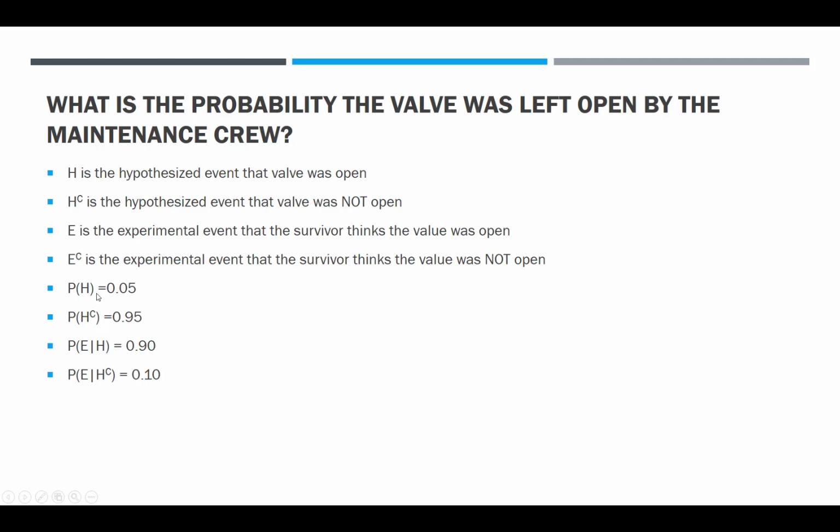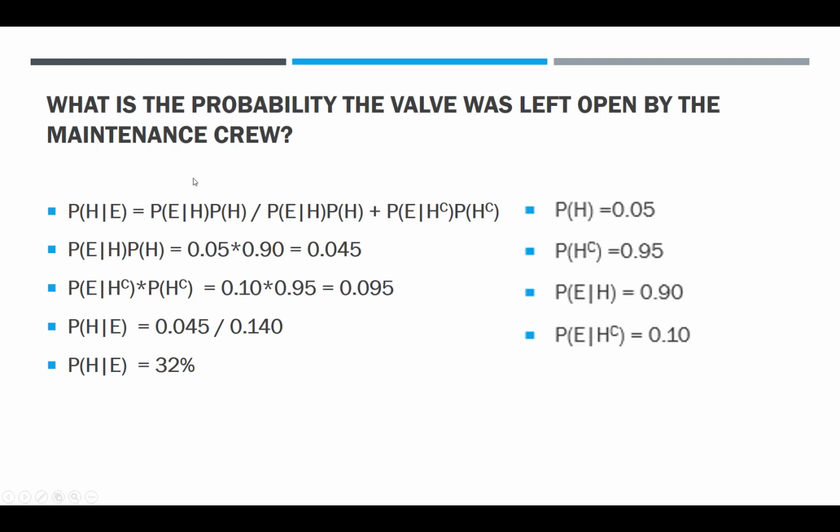So the probability of H is 5%. The probability of not H is 95%. The probability of E given H, this is the expert's reliability, is 90%. And the probability of E given not H is 10%. So that's the setup. Now we take this and apply it to Bayes' theorem, which is this top equation right here.